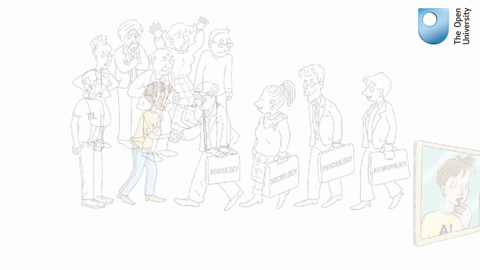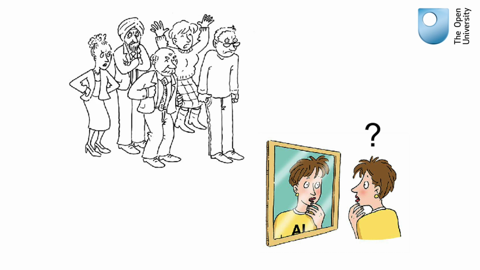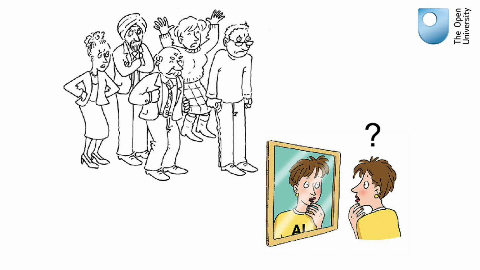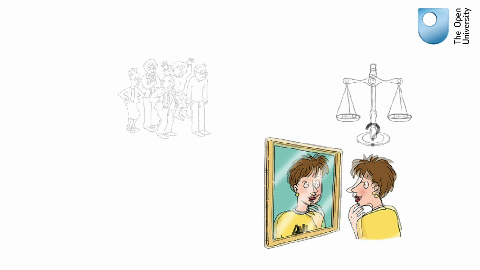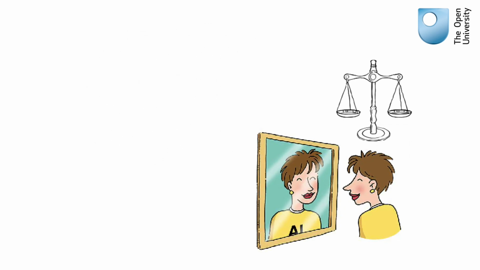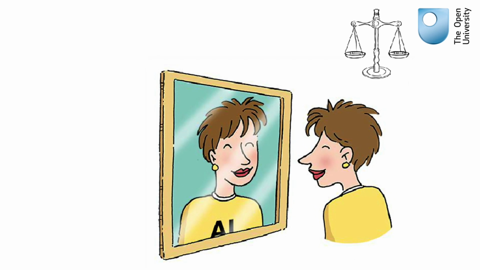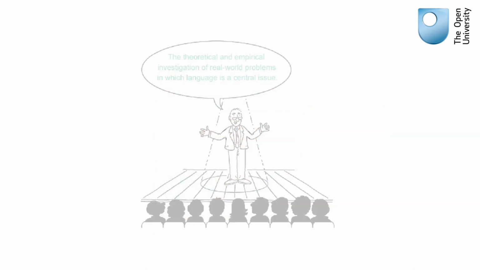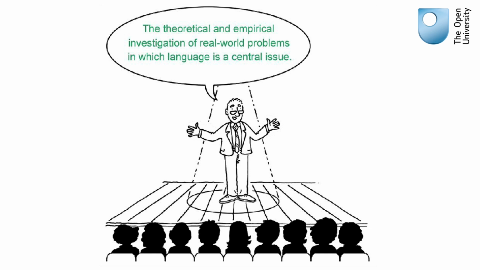So where does that leave applied linguistics? Currently, while debates and controversies continue to exist, applied linguistics is seen as something that connects or mediates between knowledge about language in theory and knowledge about how people use language in various contexts for decision-making in the real world. The most widely cited definition of applied linguistics comes from Christopher Brumfit, who in 1995 described it as the theoretical and empirical investigation of real-world problems in which language is a central issue.